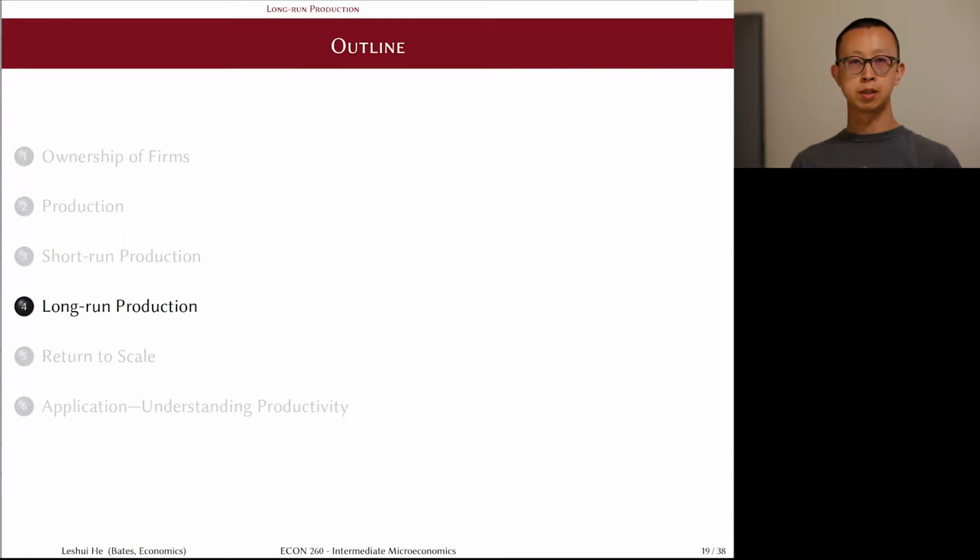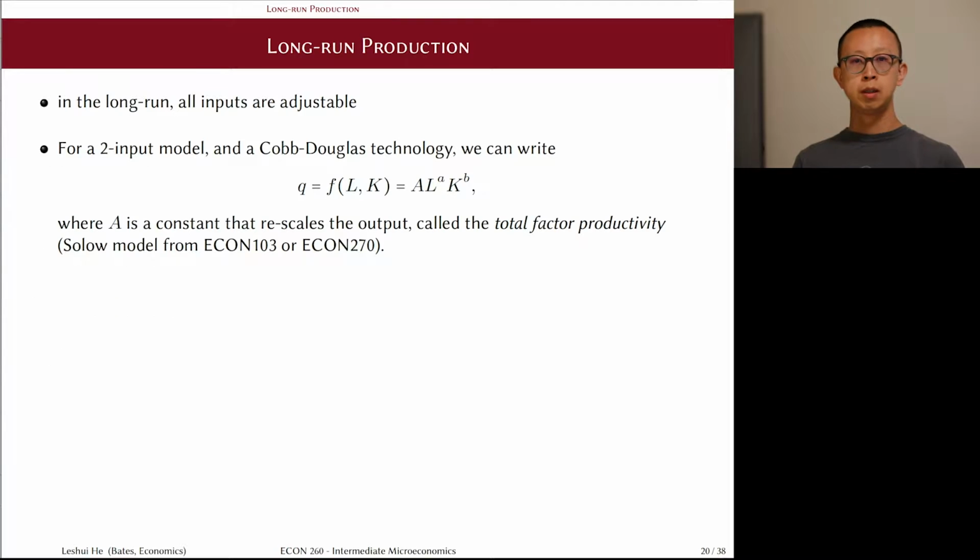In this video, we discuss long-run production, where all inputs are adjustable. To model two inputs into the output, it is very useful to have a production function. A common production function used in many applications is the Cobb-Douglas production function. With two different inputs, we can write Q is equal to A times L raised to the power of a, and the amount of capital K raised to the power of little b.